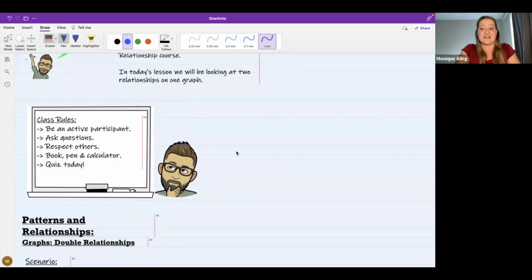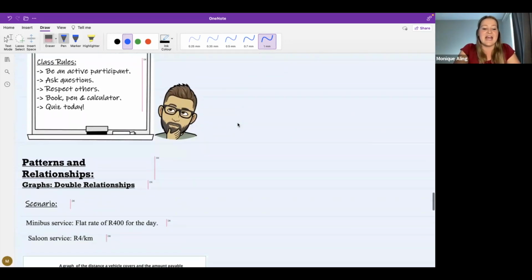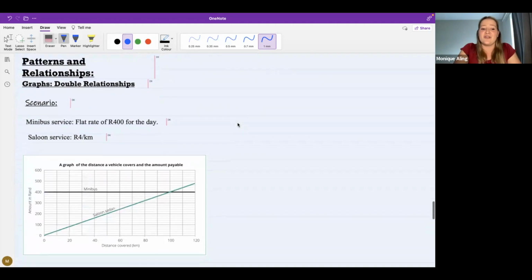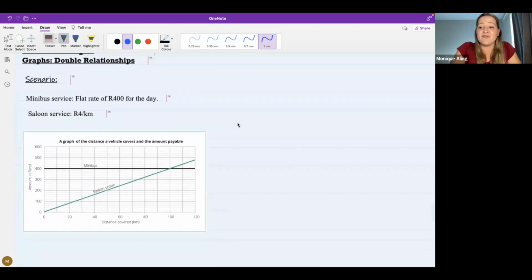Let's get started with some maths. Okay, so going on to double relationships. You are used to seeing graphs with just one line or one relationship. Here today, we are going to be looking at how two relationships can be shown on the same graph.